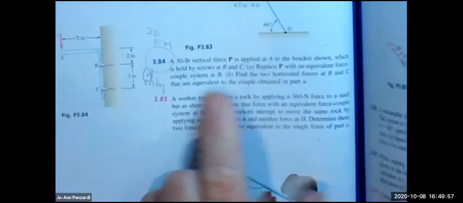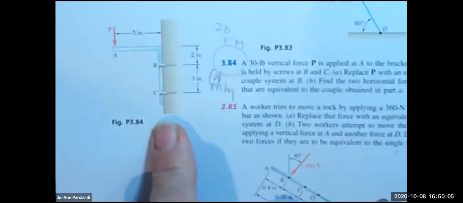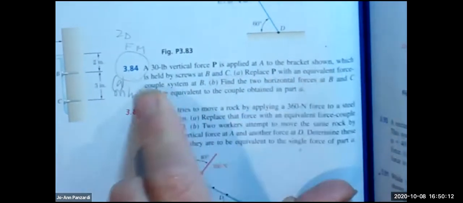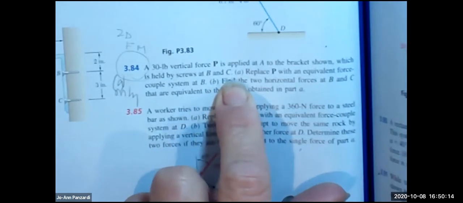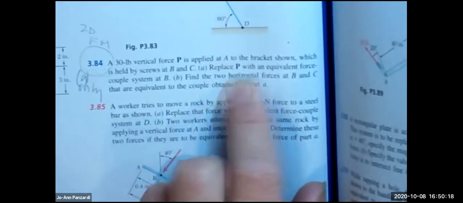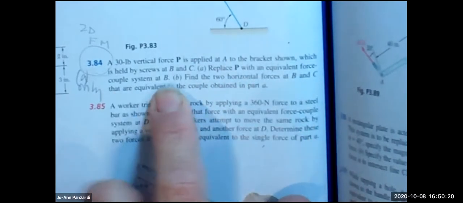So the first problem is 384. Could everybody see that? Or you could look at it yourself, and I'm going to just read it. Here's the picture, the schematic, 2D. A 30-pound vertical force P is applied at A to the bracket shown, which is held by a screw at B and C. I only asked you to do A. Replace P with an equivalent force couple system at B.